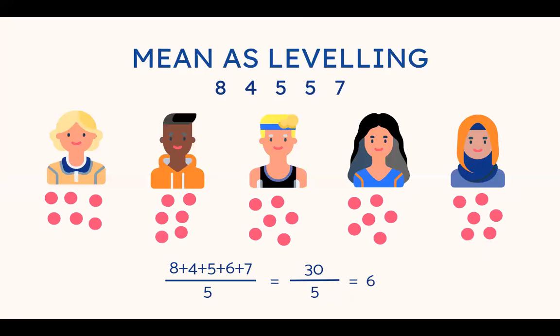With a bit of animation magic, we can see how we've redistributed it there, so everyone has 6 lollies each. So we would say that the mean or the average of this data is 6.